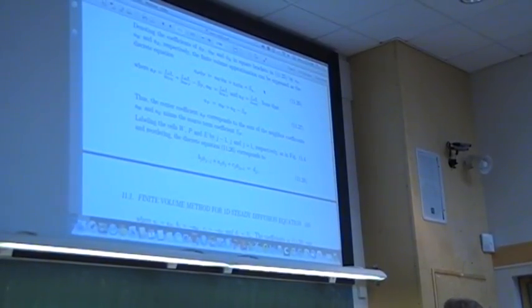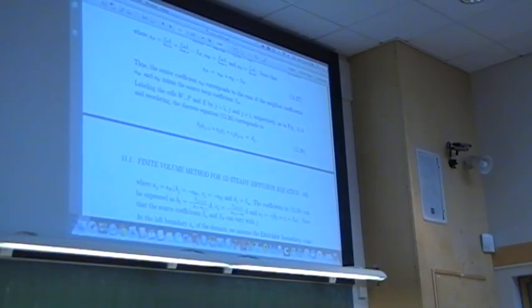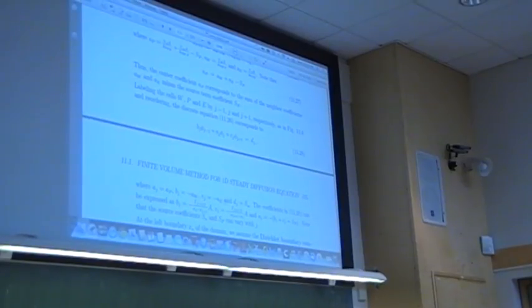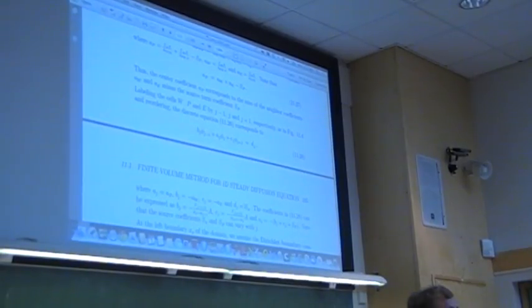Then we said we can also write that in the form with the index notation, which gives this form. Now we have got everything on the left hand side. You see here the correspondence: aj corresponds to aP, bj to the minus aW, cj to the minus aE, and dj to the Su. Now we want to implement boundary conditions.